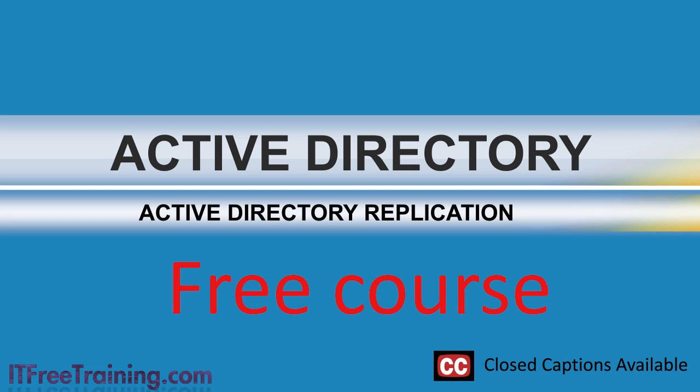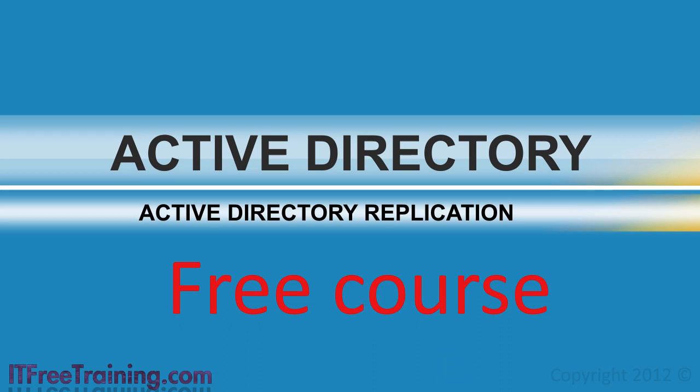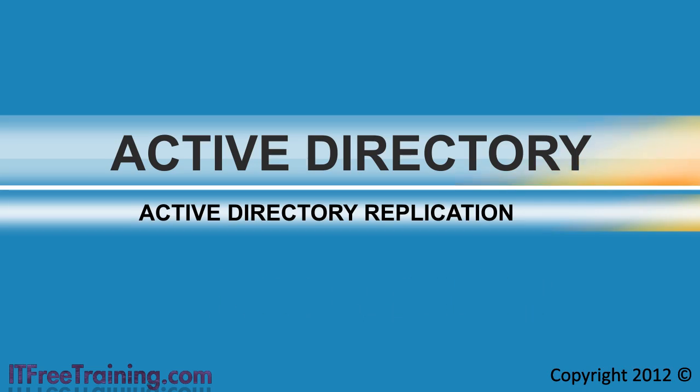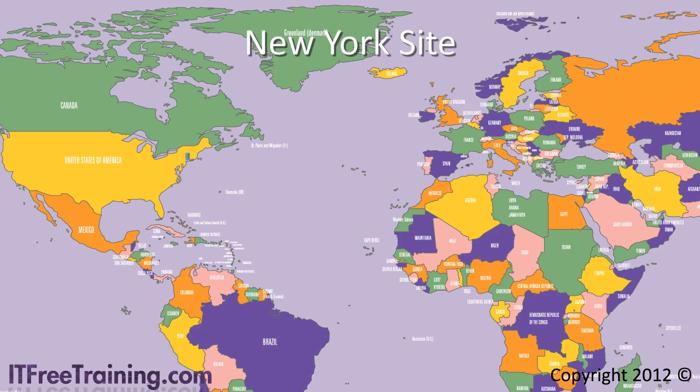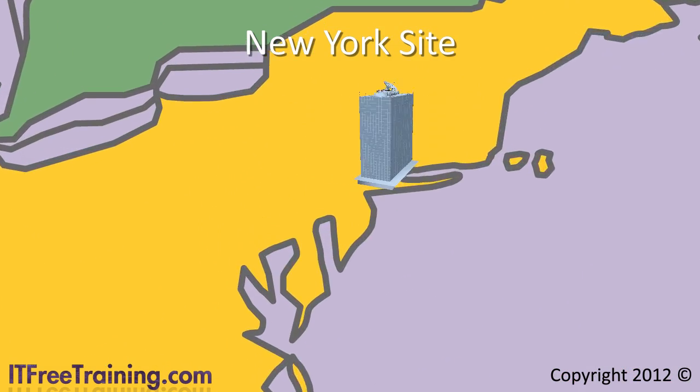In the last video, I looked at how to create sites and subnets. In this video, I will look at how these sites can be configured to replicate Active Directory traffic in an efficient way that matches the current state of your network. First of all, I will start with just the New York site.